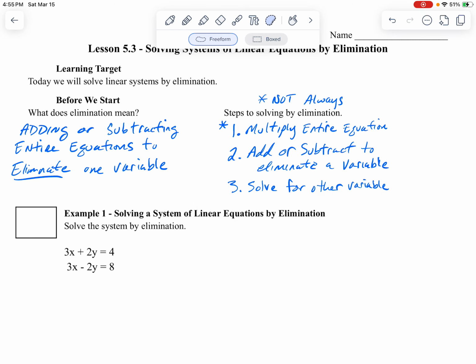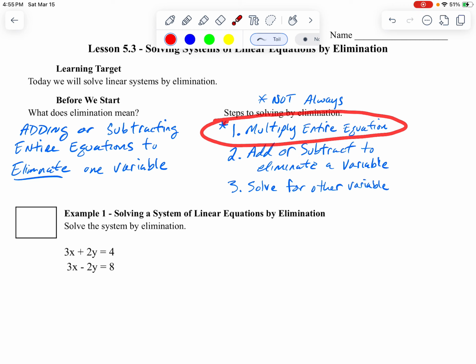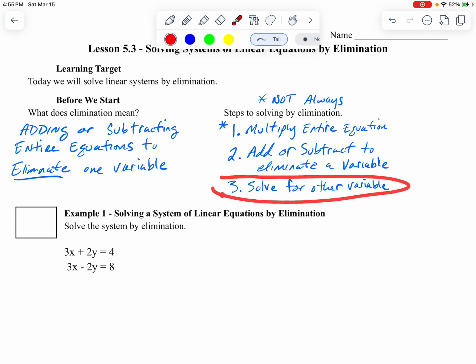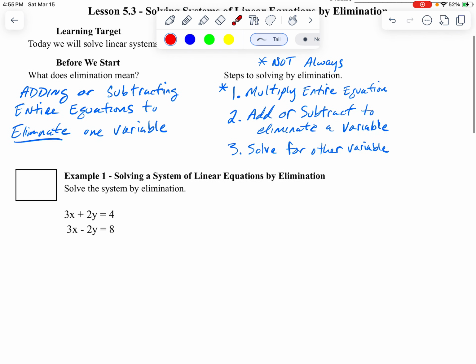So the steps for this process, we may have to multiply entire equations first, and you'll see why in a future example, but not always. Sometimes we can just go straight to adding or subtracting the entire equations in order to eliminate a variable. And then just like when we did substitution, once we know one, we can plug it into either of the original equations and solve for that second variable. So let's look at example 1.